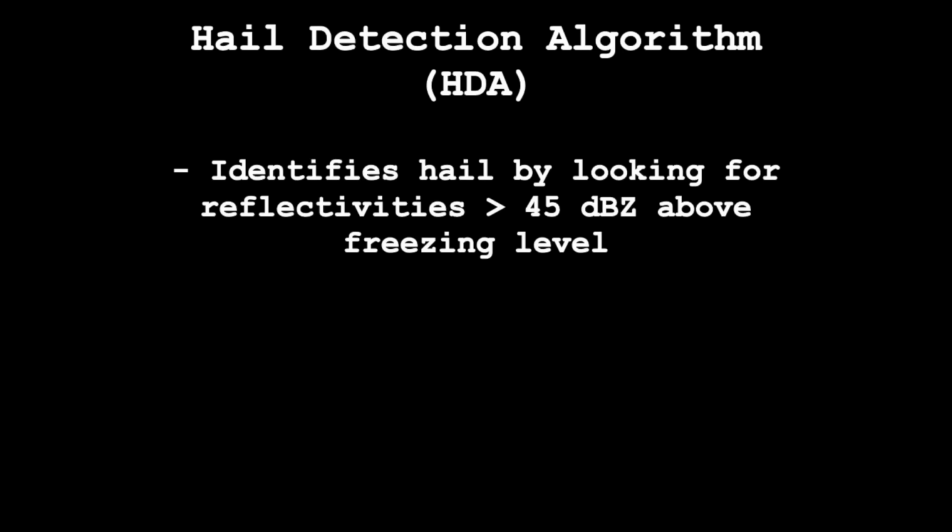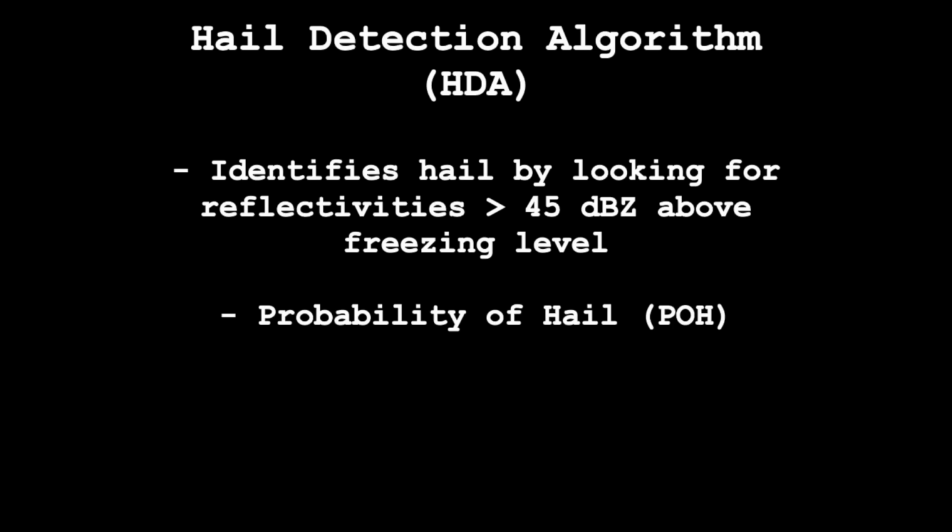Finally, radars can analyze storms for hail using the Hail Detection algorithm, or HDA. The HDA calculates a number of probabilities and quantities by searching for reflectivities greater than 45 dBz above the freezing level, which is the level of the atmosphere where the temperature is 0 degrees Celsius. The higher these 45 plus dBz values exist above the freezing level, the greater the probability of hail, or POH.